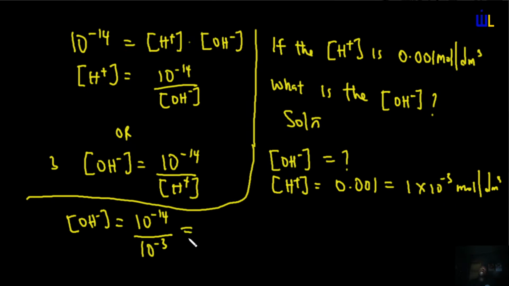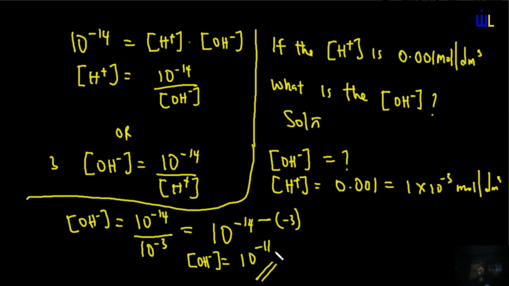So what do we do here? They have a common base. So according to indices, this is going to be 10 raised to power minus 14. Division in indices means minus, and then we bring this guy in, bracket minus 3. And then what you're going to get as your final answer for the concentration of OH minus is 10 raised to power minus 11. So did anybody get 10 raised to power minus 11? And that should be the correct answer.